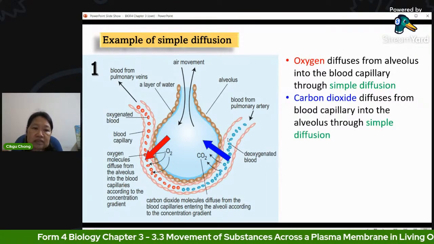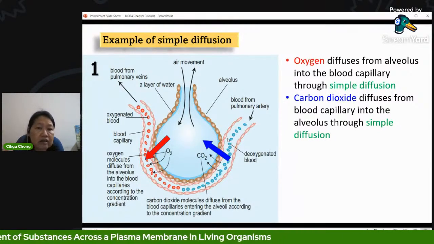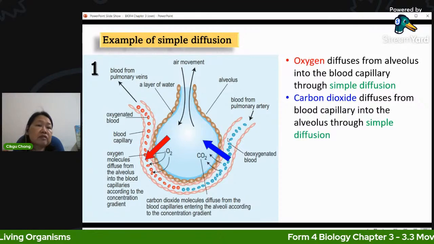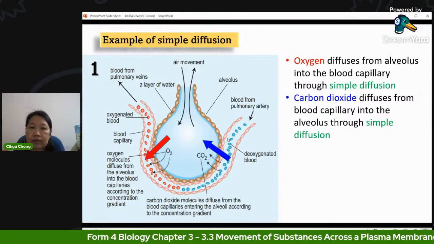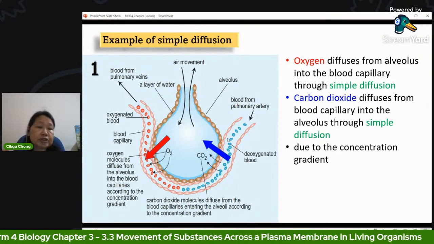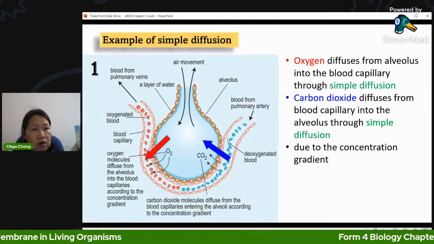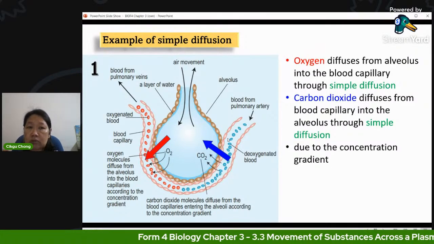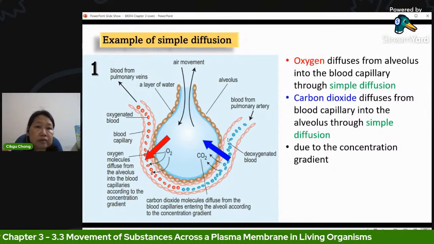And then at the same time, carbon dioxide will diffuse from the blood capillary, which has a higher concentration of carbon dioxide, and it goes out through the alveolus through simple diffusion, and that's how we exhale this carbon dioxide. This is due to the concentration gradient. Whether it goes in from A to B or B to A, all depends on which side has got more, which side has got less. So this one follows the concentration gradient, always from more to less. Whether it's oxygen or carbon dioxide, this is through simple diffusion.